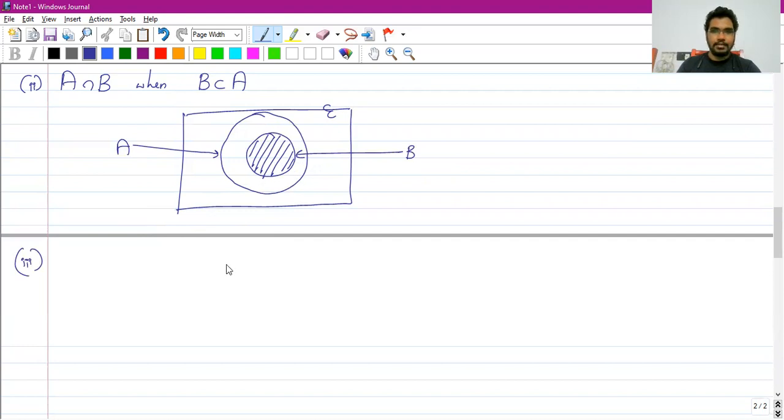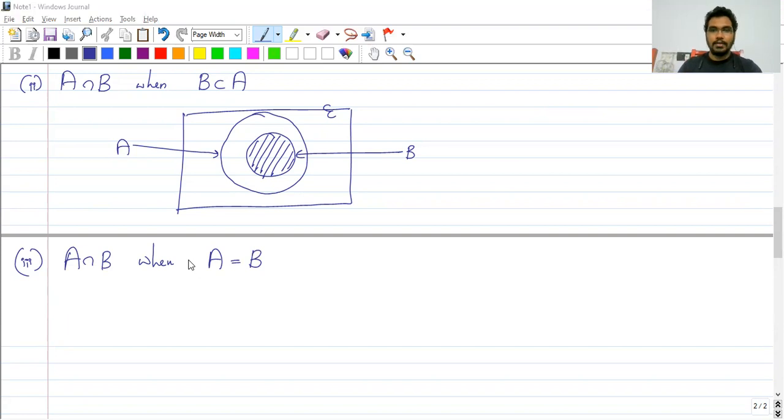Yes, next instance, it is A intersection B when A is an equal set of B. A is an equal set of B, not equivalent. So I have told you last week, equivalent means the number of elements are only equal, not the elements equal. The number of elements in these two sets are equal. So that means equivalent sets. Equal sets means all the elements are equal to each other. All the elements of these two sets are equal.